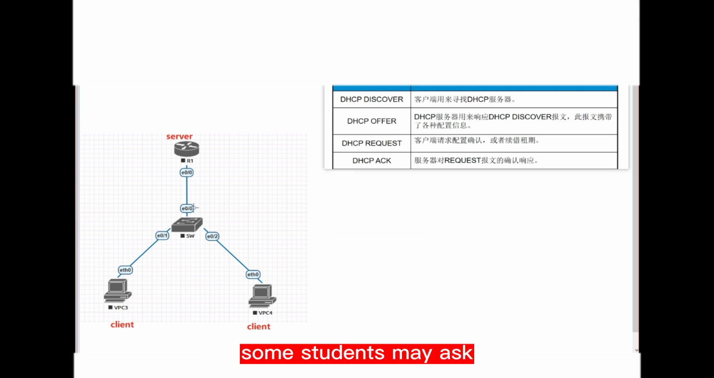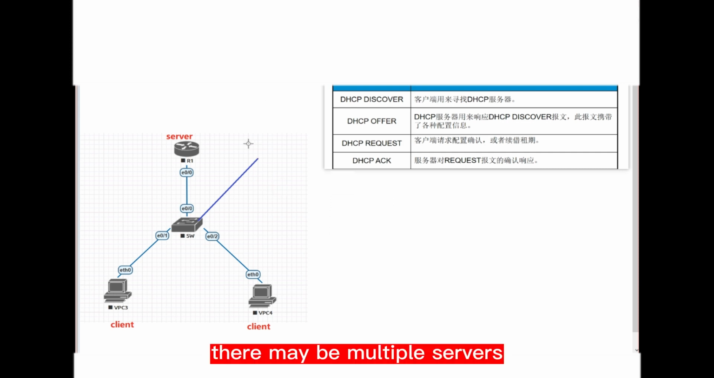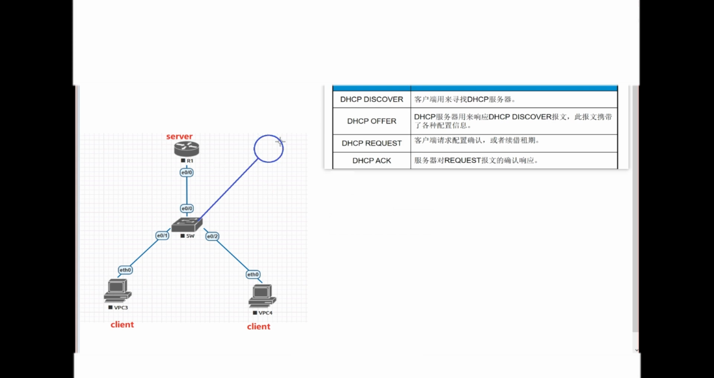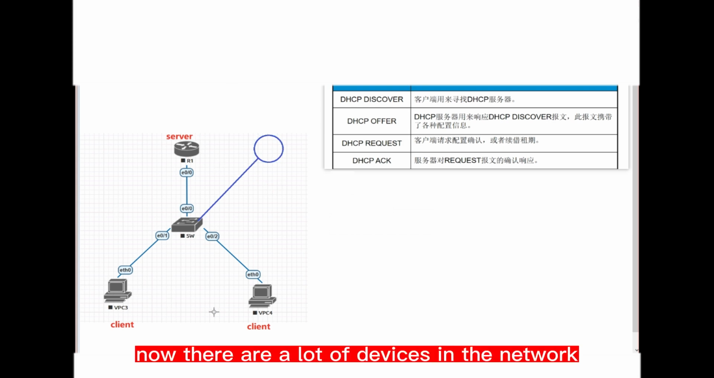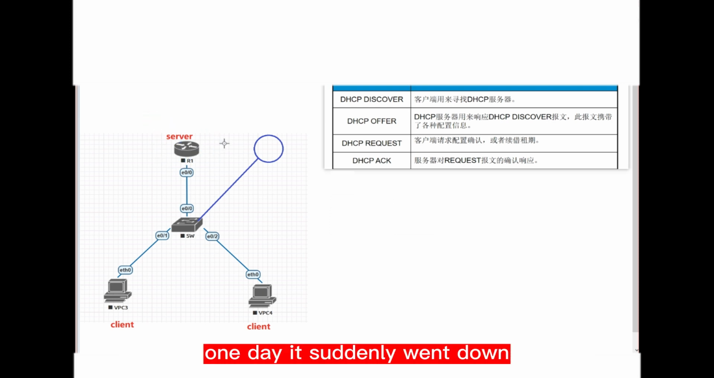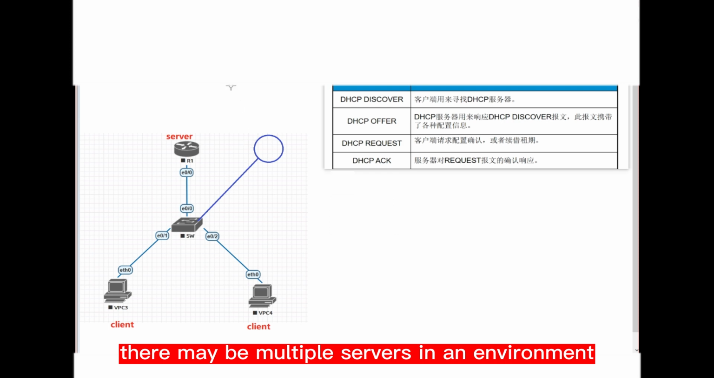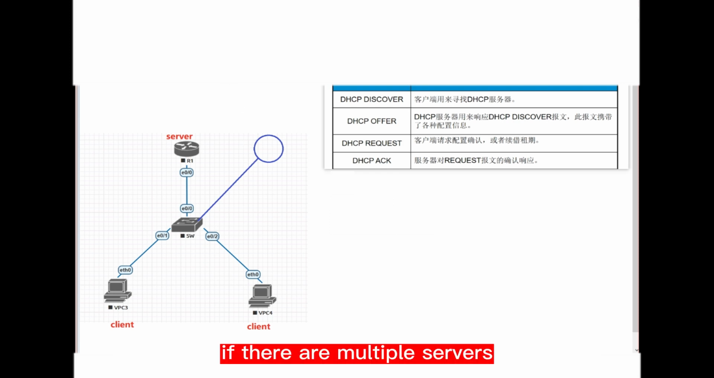Some students may ask, what is the selected server? Isn't this just a server? Sometimes we are in some network environments where there may be multiple servers. It's a backup problem. For example, now there are a lot of devices in the network. I just point to a server to assign me an address. One day it suddenly went down. Now what about the addresses below? So often there may be multiple servers in an environment. If there are multiple servers, it will face a problem.